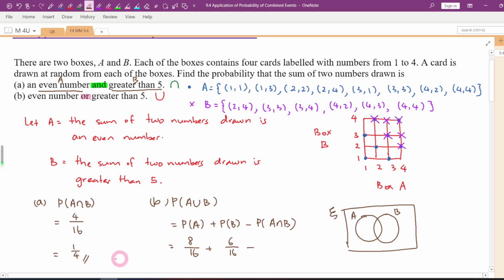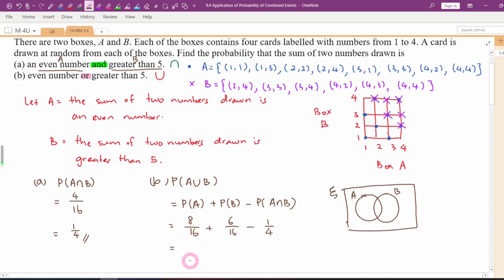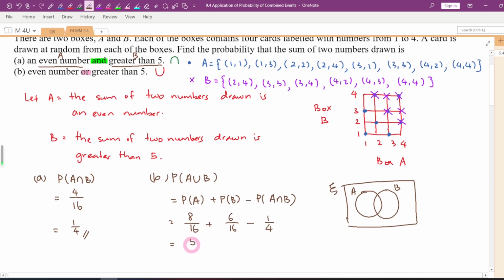Minus the intersection, which is equal to 1 over 4. So you can just press your calculator: 8 over 16 plus 6 over 16 minus 1 over 4. Okay, so this will be equal to 5 over 8. This is our answer.